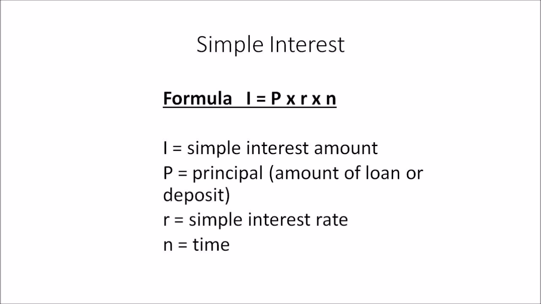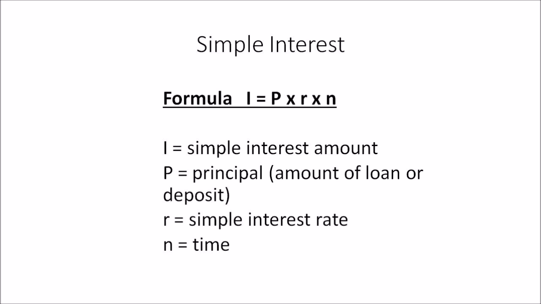Now remember, this is simple interest. It remains the same for each year. This is not compound interest, right? Compound interest is where the interest may increase each year, whereas with simple interest the interest remains the same or is charged at the same amount each year, right?